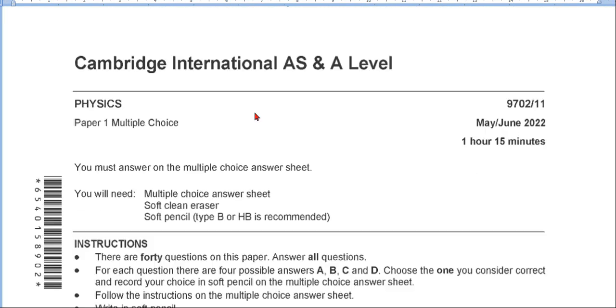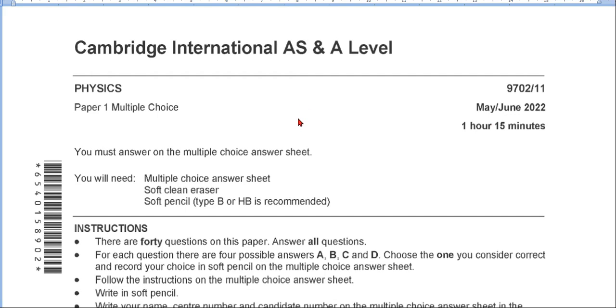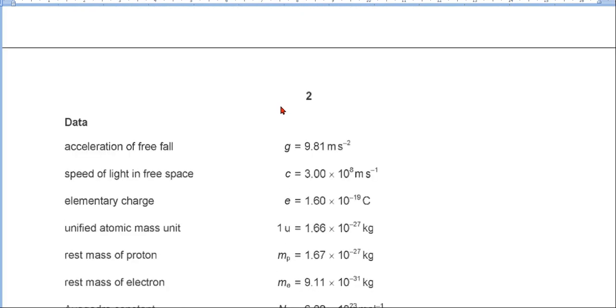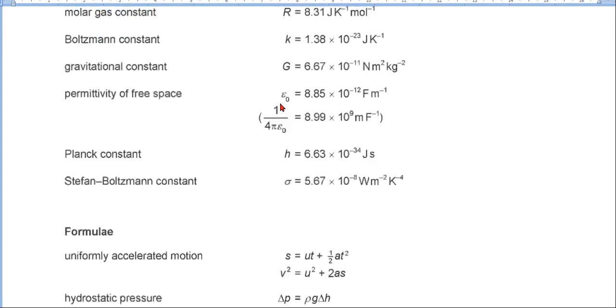This is the cover page. The exam took place in May-June 2022. It is the first exam according to the new syllabus of 2020. Data, some formulas.